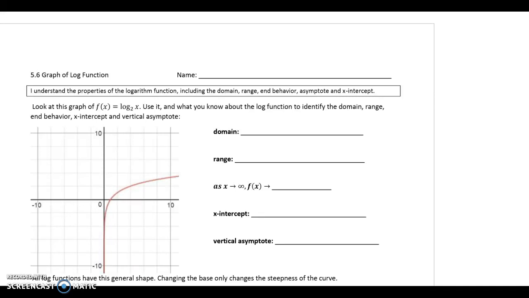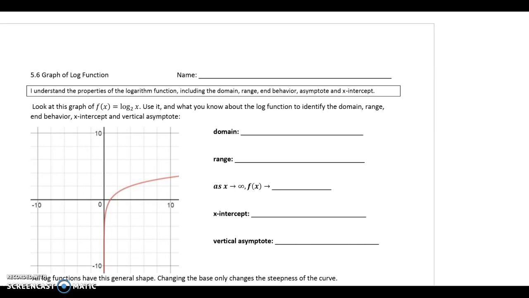All right, Hornets, let's investigate the graph of a log function a little bit more in depth. We'll do that here in section 5.6, and we'll investigate the domain, the range, end behavior, asymptote, and the x-intercept. And then we'll look a little bit about moving that graph up and down and left and right, and seeing how we do that, trying to recall the same way we did that with parabolas.